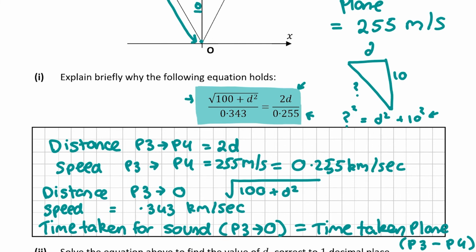So you can see the distance on top here, which is root 100 plus d squared, divided by the speed, which is 0.343 kilometers per second. So it's not giving you very much space here, but it's actually not requiring too many calculations. They've done the calculations for you. All they want you to understand in this question is that the following equation holds because the time taken for the sound to go from the point P3 to Oscar is the same as the time taken for the plane to fly from P3 to P4. And for this understanding, you're going to get 5 marks.